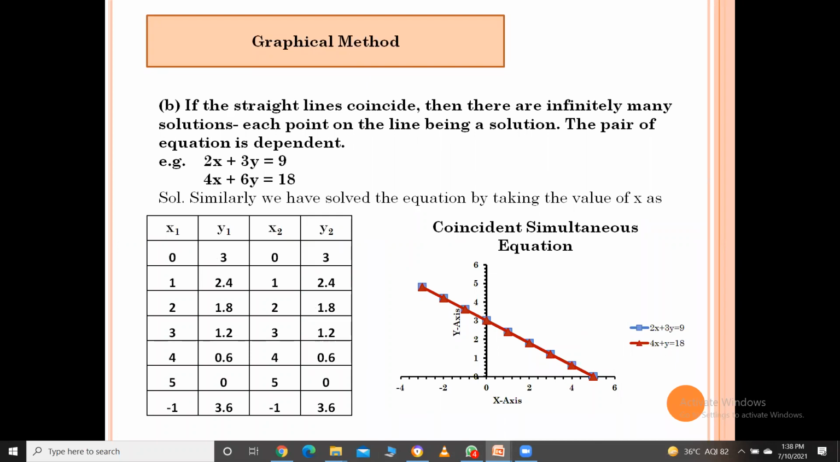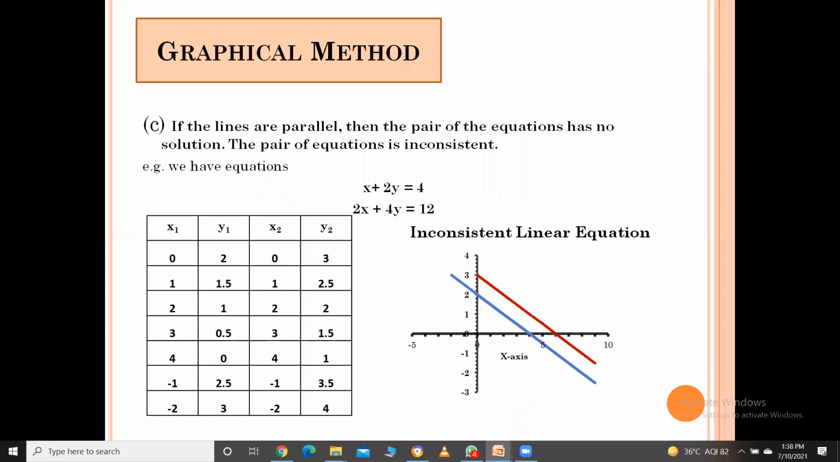Sometimes the straight lines coincide. Then there are infinitely many solutions, each point on the line being a solution. This pair of equations is dependent. For example, in equations 2x + 3y = 9 and 4x + 6y = 18, I calculate the values of x and y in a similar way, then plot a graph. In the graph, you can see that a coincident line is formed. Then there are infinitely many solutions for these two equations which satisfy both equations.